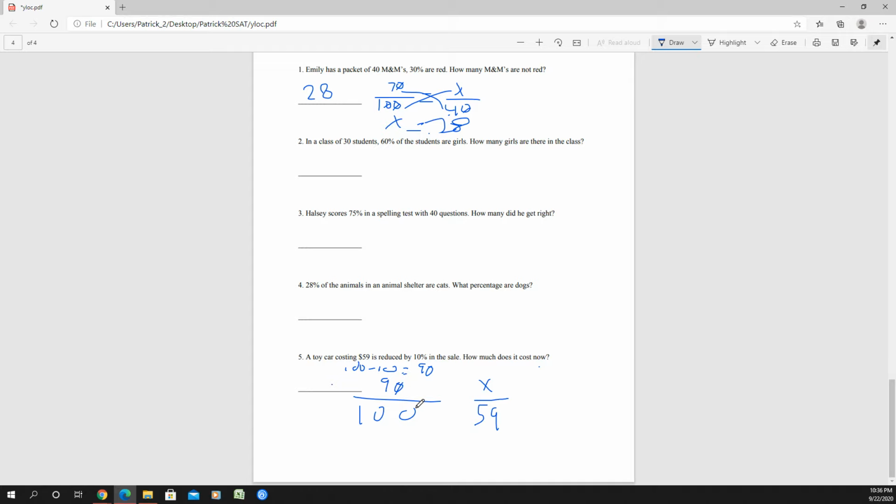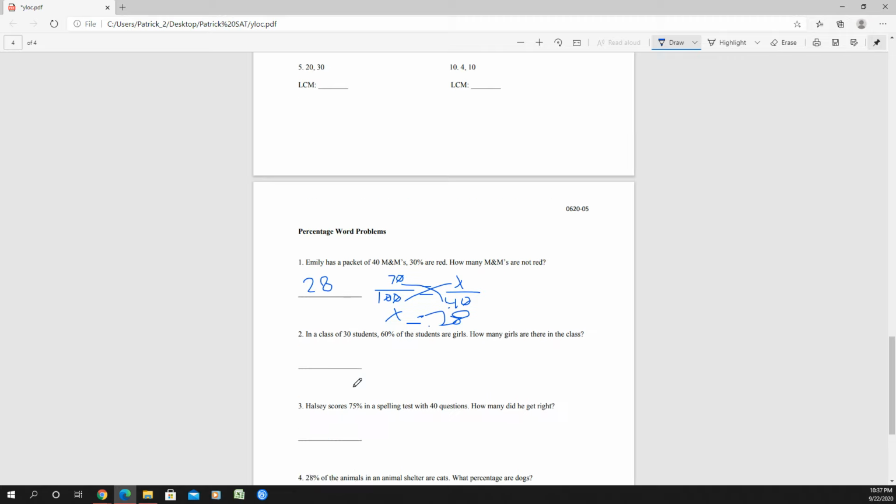So same as before, you just simplify and then multiply. So 10x is equal to 59 times 9. What's 59 times 9? 59 times 9 is 531, okay? Now you divide by 10 to get x is equal to 53.1. And so it would be $53.10. So that's how you do percentage problems.